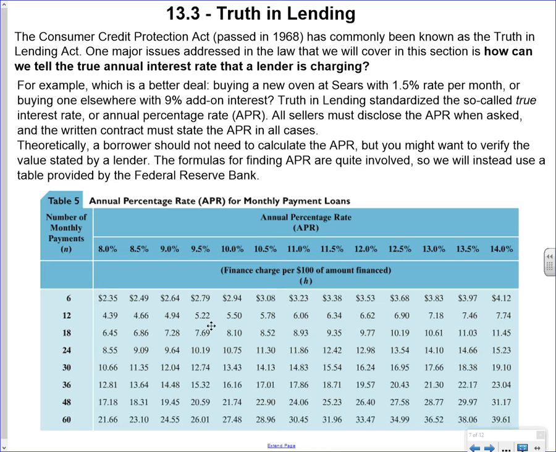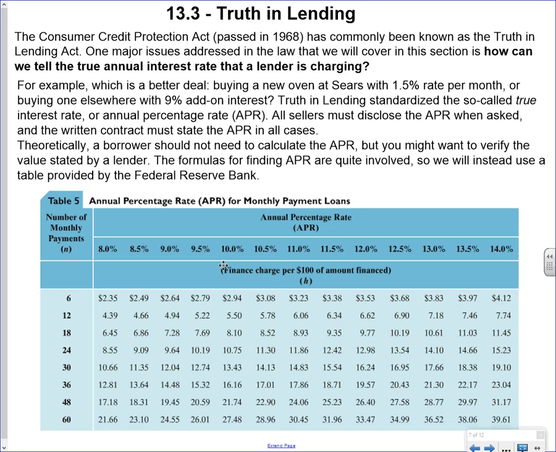So instead, what we're going to use, and what many people use in real life, is just this table that's actually provided by the Federal Reserve Bank. It gives you the percentages to the nearest half percent. So you're going to get a pretty good approximation of what the APR is. You're not going to get the exact APR, but you're going to know it's between like 12 and 12.5%. So you're going to get a pretty good idea of what it is.